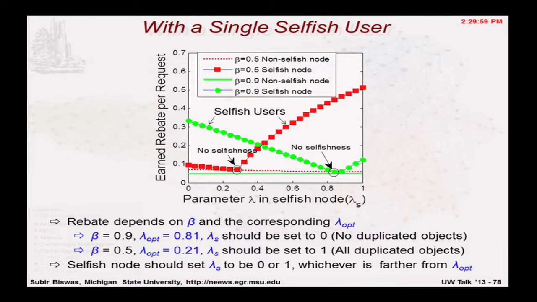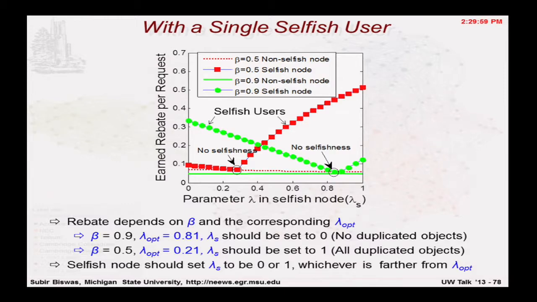So let's take the red line, okay? What happens is that when lambda s is the same as lambda opt, which is 0.2 something, then you see that the earned rebate becomes the same for the non-selfish node, which is the red dotted line, and also the selfish node, which is the thick squares, right?